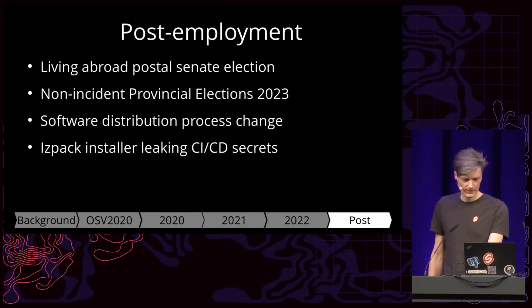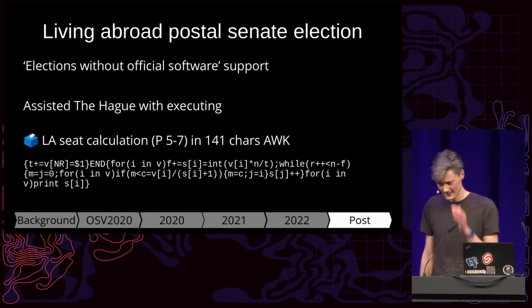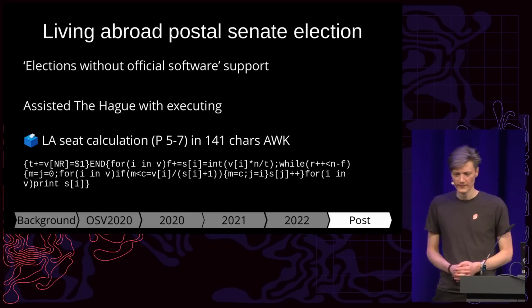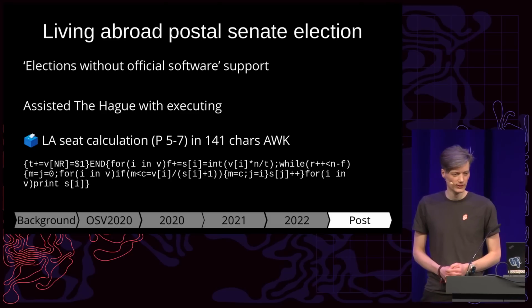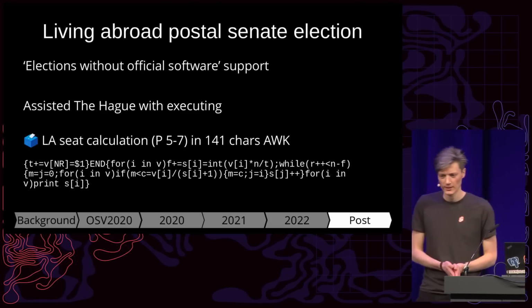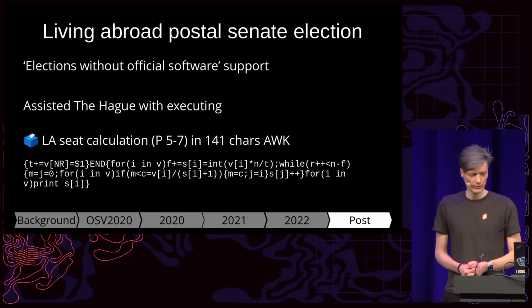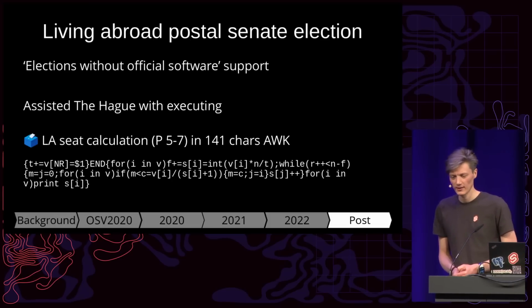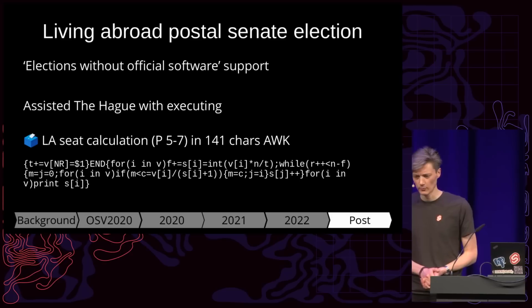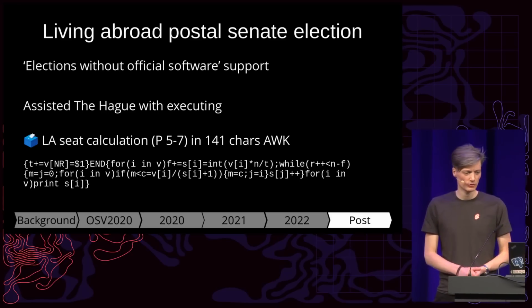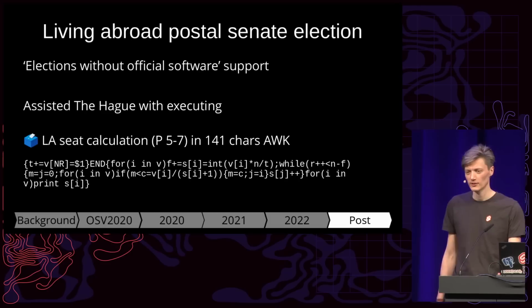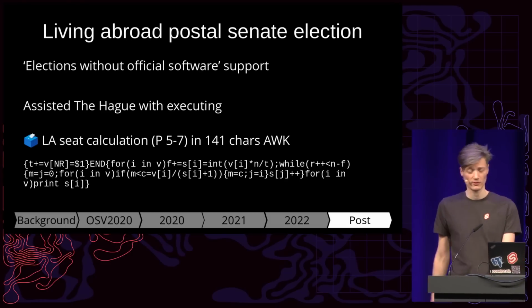The first thing was the city of The Hague came to me. They said, yeah, we have to do elections without official software, can you help us? So with an old colleague, we went to The Hague and helped them, because somehow we managed to make one election with different software rules, and we had no software for that. We made them do the election calculation by hand. I even have a nice 140-character AWK script, which also does the election results. At least the main part of it.